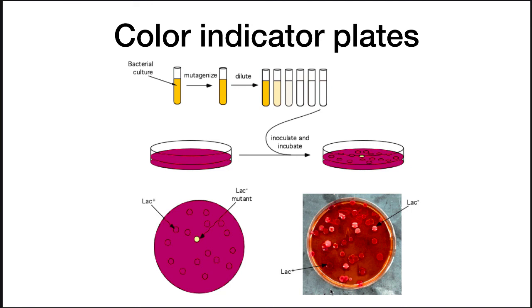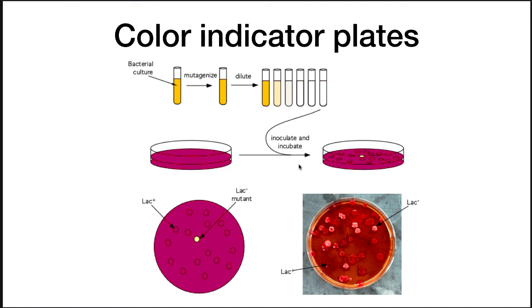Another example of what you can do is color indicator plates. In a color indicator plate, you have some media where the mutant that you're looking for will appear a different color, and these are very powerful screens. So again, same thing: you take a bacterial culture, you mutagenize it in some way, you then dilute it out, and then you plate it for isolated colonies and incubate. Your desired mutant will look different.